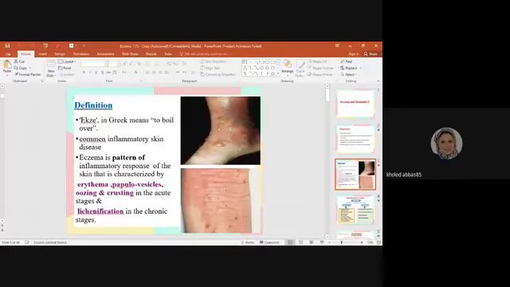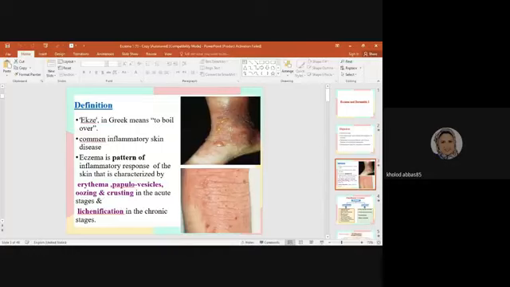At the beginning, the definition of eczema. Eczema comes from a Greek word, which means to boil over, okay? To boil over or to rupture. It is a common inflammatory skin disease. The difference between eczema and dermatitis. Eczema, from its definition, it means to boil over, okay? We have vesicles. It means it's a pattern of inflammatory response. It's a pattern, it's a stage, okay?